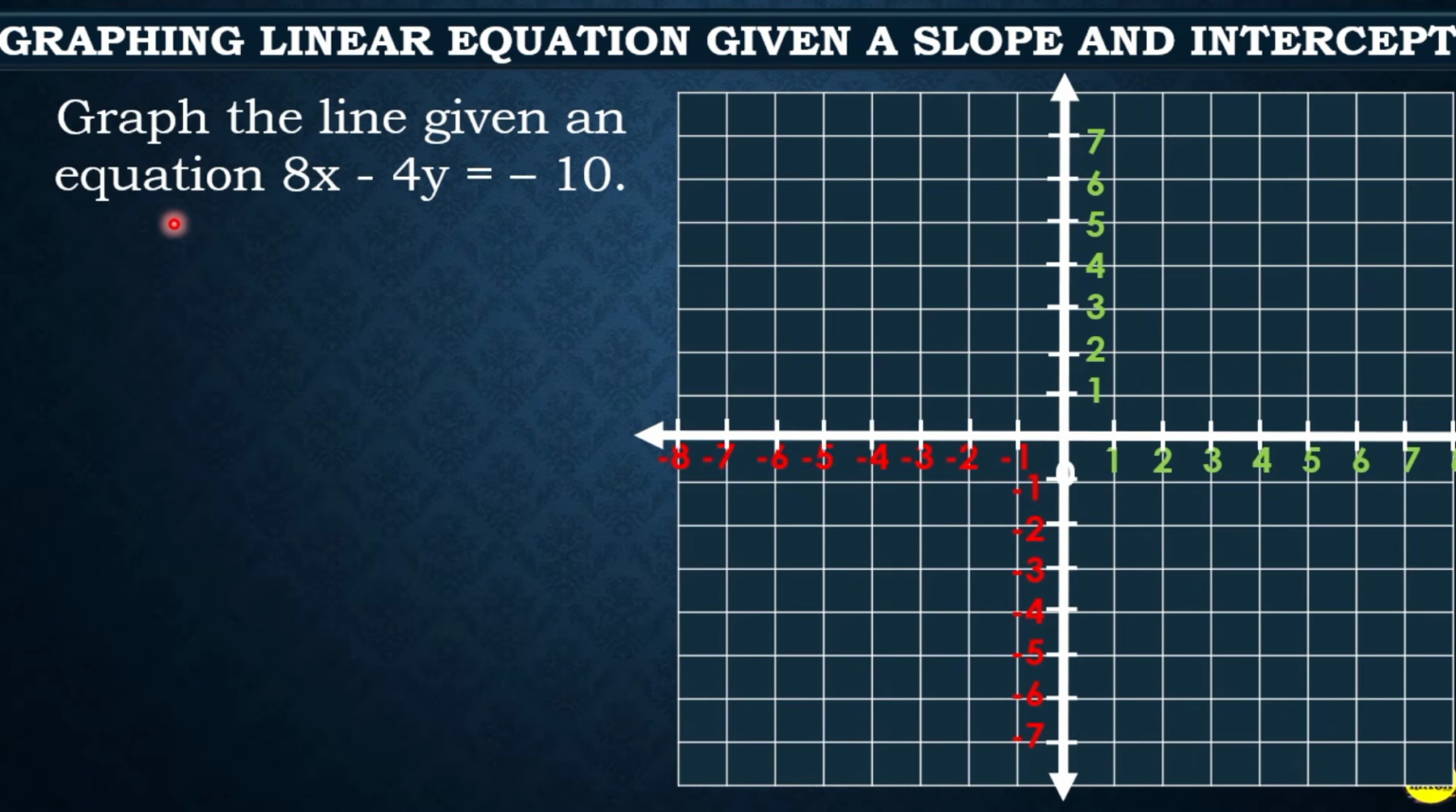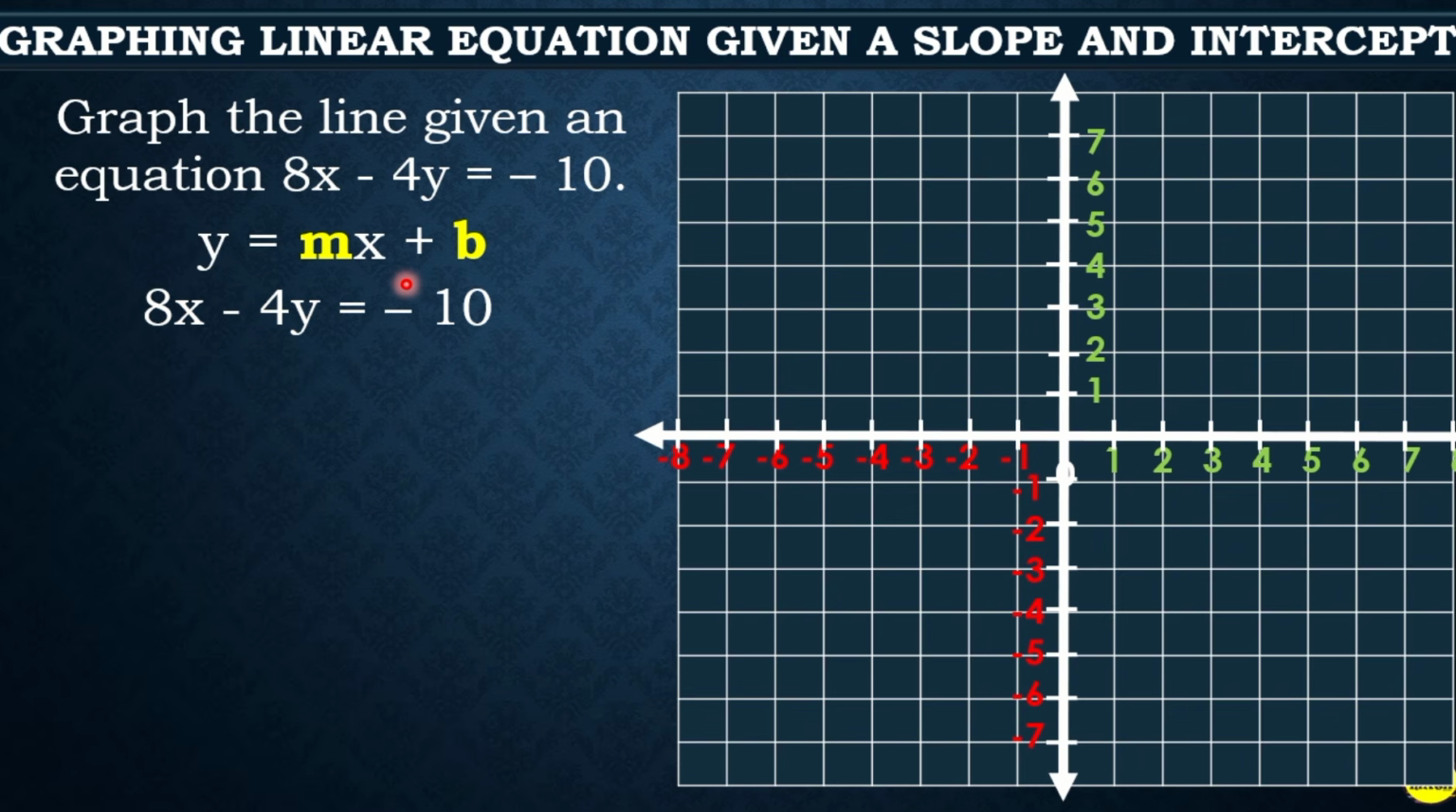Graph the line given the equation 8x minus 4y equals negative 10. This time, it isn't written yet in y equals mx plus b, or slope-intercept form. What form is it in? It's in standard form, ax plus by equals c. We need to make it y equals mx plus b, slope-intercept form.